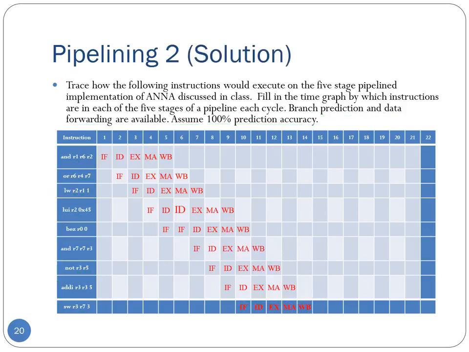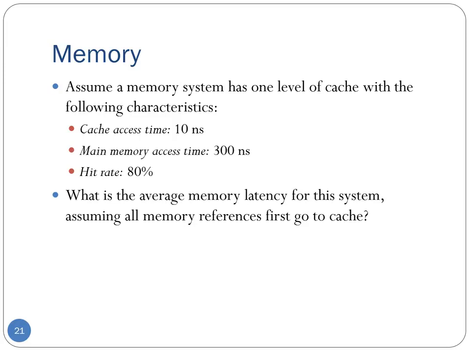The solution to the same problem is also summarized here on this slide. So this question is about finding the average memory access time in a cache system. So notice that the question tells us the cache access time is 10 nanoseconds, the main memory access time is 300 nanoseconds, and the cache hit rate is 80%.